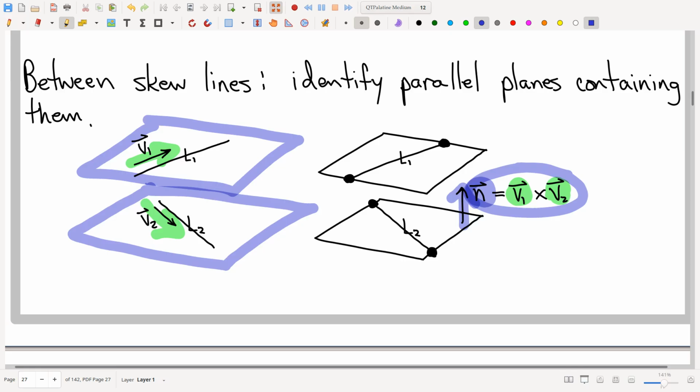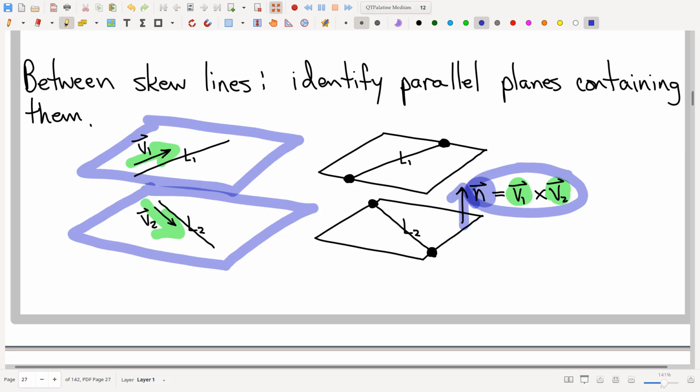Again, super clever. Right? I didn't think of this on my own. Somebody showed me this when I was y'all's age. Yes? How do you know they're parallel and not the same plane? Oh, well, if they were the same plane, then these two lines would intersect, which means they wouldn't be skew. And so the assumption is that they're skew.